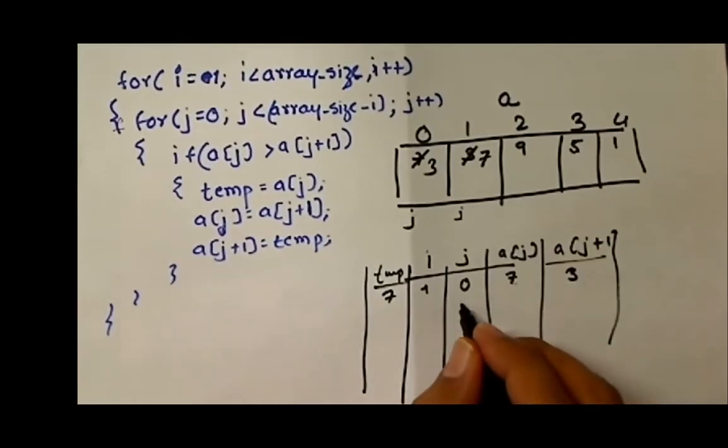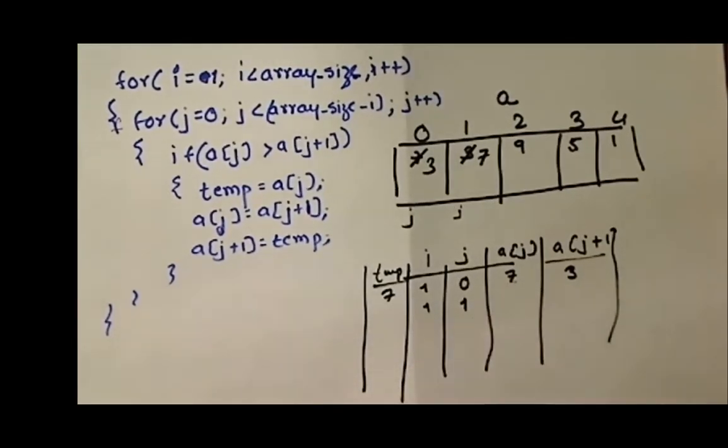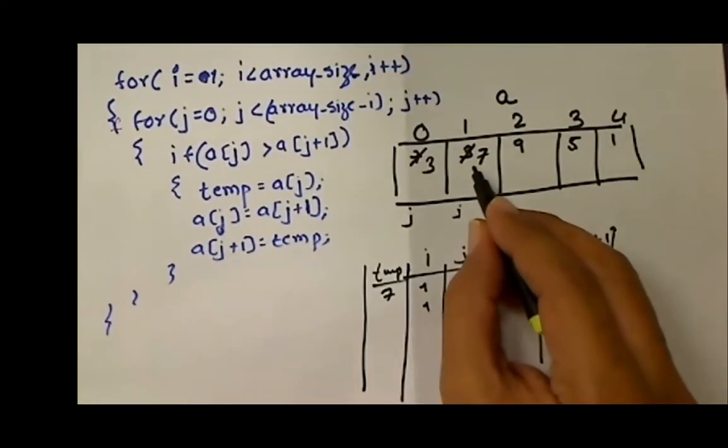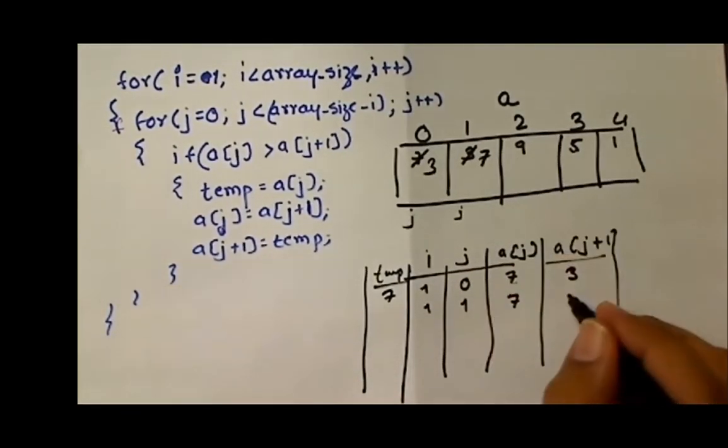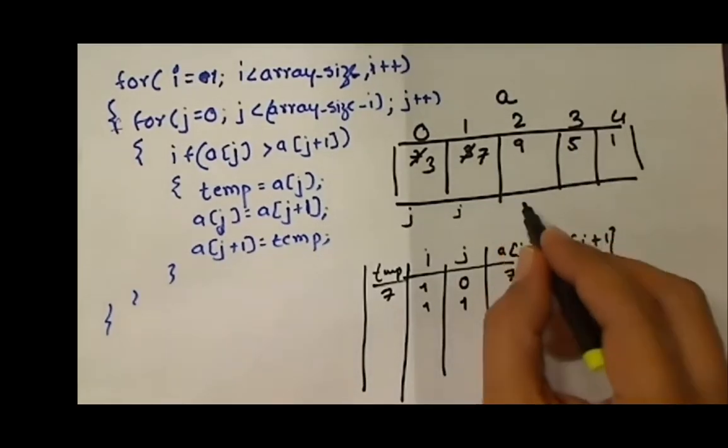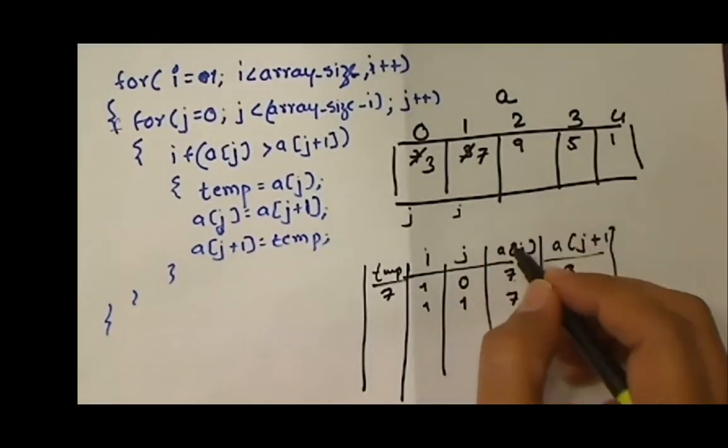So j's value was 0. j will now become 1. i is still 1, whatever it is. So if j is 1, j's value is still 7. j plus 1 is what? j plus 1 will be 9 now. If j is over here, j plus 1 is here, so the value is 9.